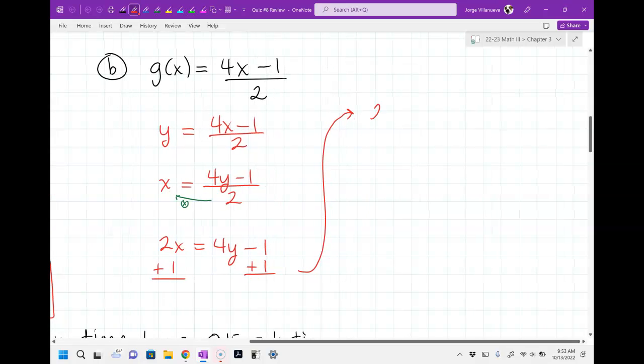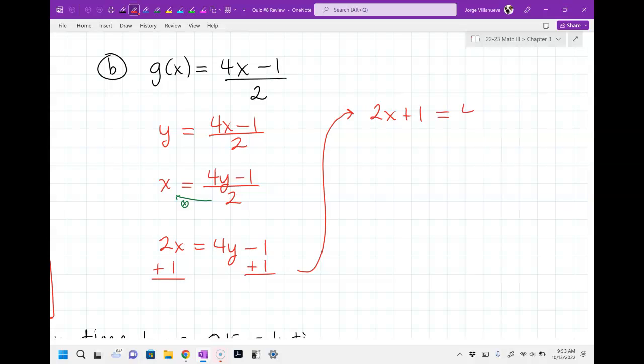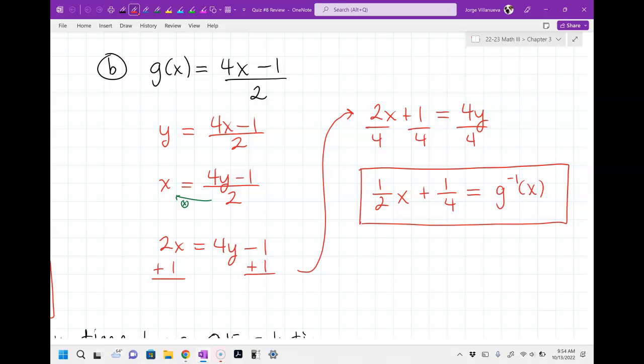So 2x plus 1 is what I have right now on the left side, and on the right side I have 4y. So I'm almost done. Got to get y by itself. Let me divide everything by 4. So 2 over 4 is a half x plus 1/4 equals y. But my last step after I solve for y says change your y to the inverse notation. So instead of writing y, I'm going to write g inverse of x. And there's my solution for that one.